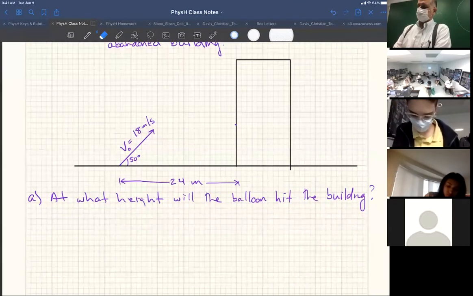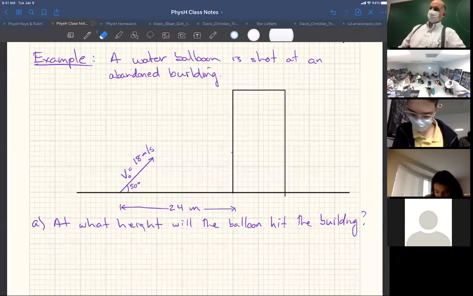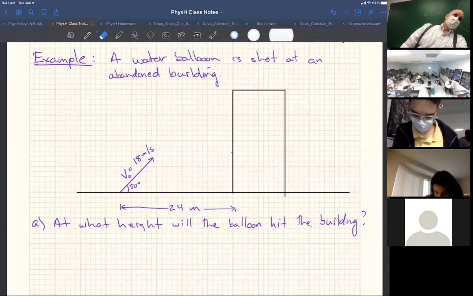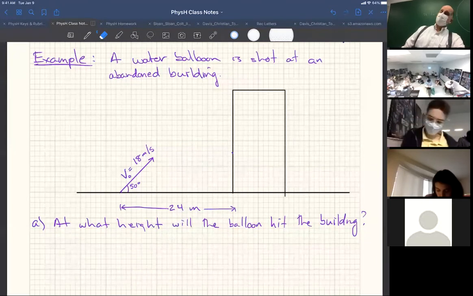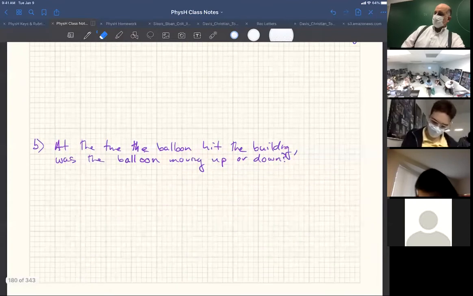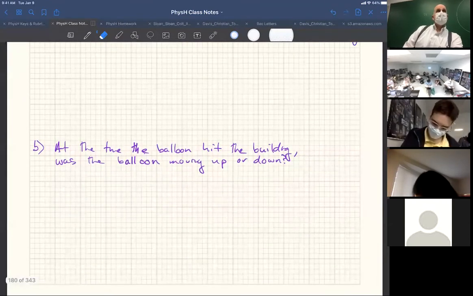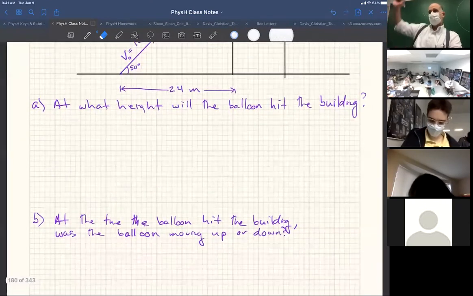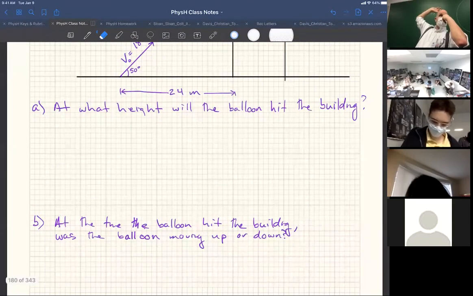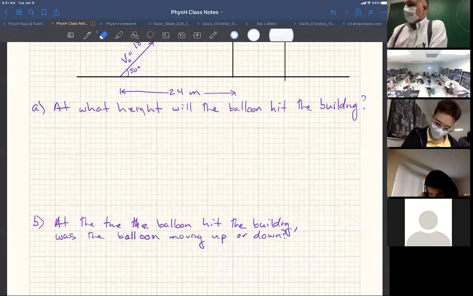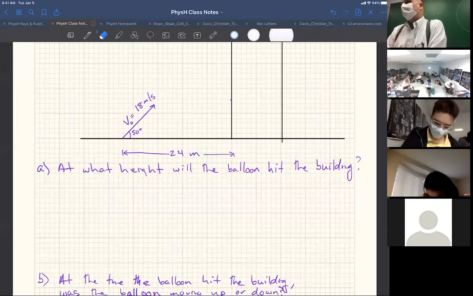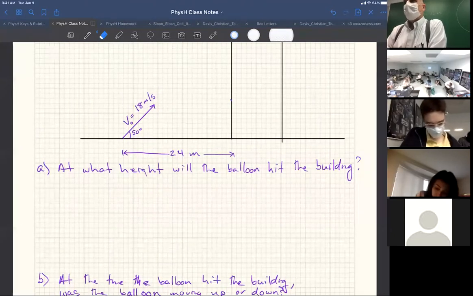You can't use velocity. It probably won't help you. Well, there's a part B. You could use it to answer part B, but it won't help you to figure out part A, I don't think. So this is a bit of a different problem. It doesn't really help you to find the hang time in this problem, right?